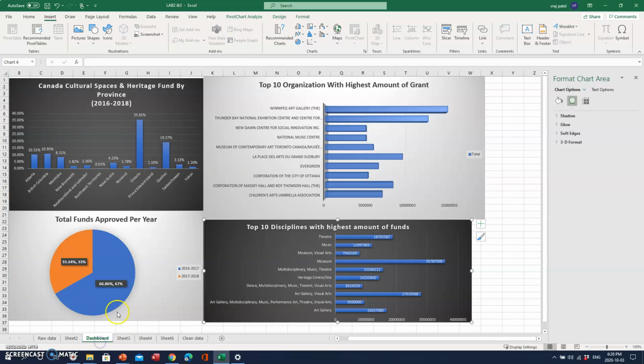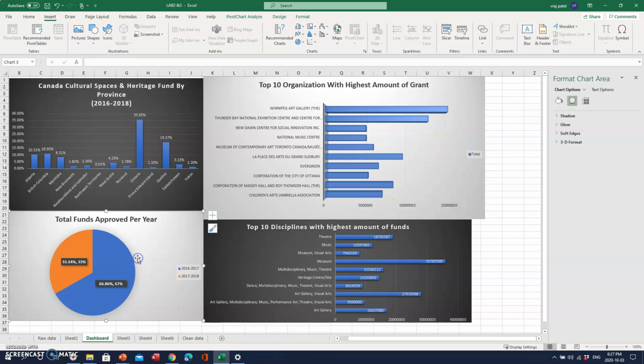Now I'm going to show you a dashboard which shows all four tables. The first pivot table shows the Canadian Cultural Spaces Fund and Heritage by province in 2016 to 18, comparing those provinces. The second one shows the top 10 organizations with the highest amount of grant. They are not compared with each other, but they are the top 10 among all of the organizations. Winnipeg Art Gallery got the highest amount of grant, which is around or more than this amount.